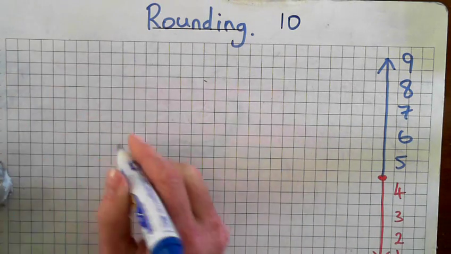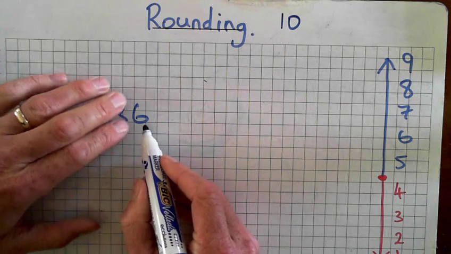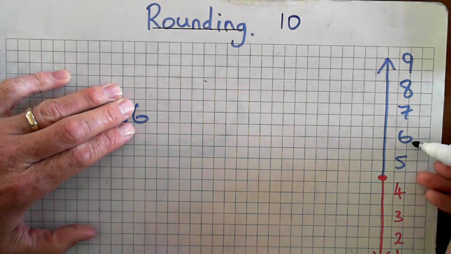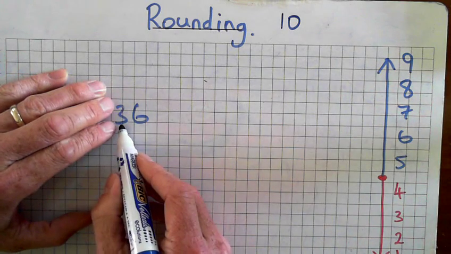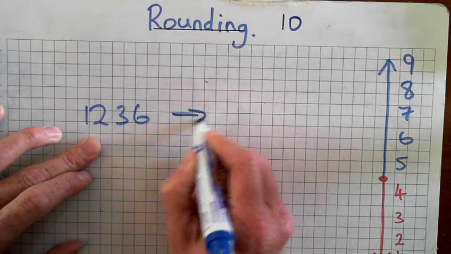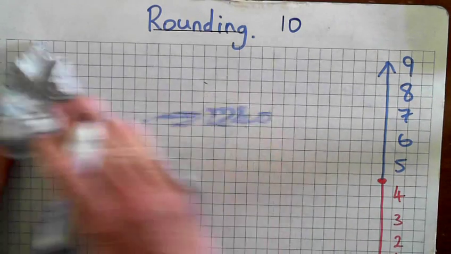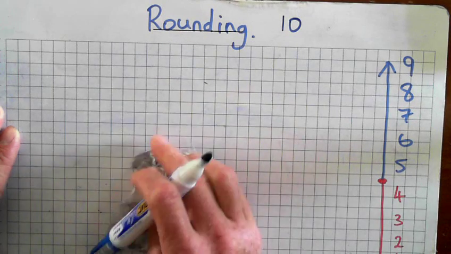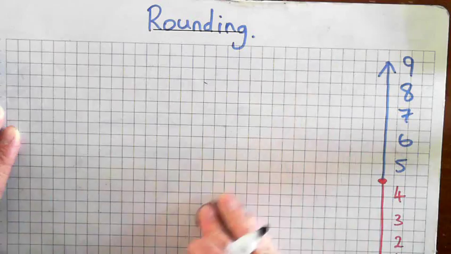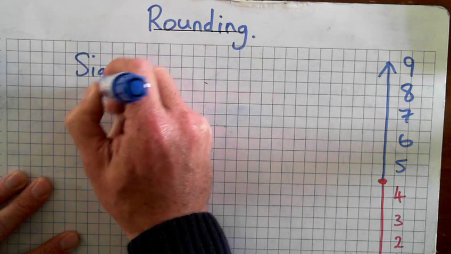If we had 1236, we look at the 6 here. 6 rounds up, so the 30 rounds up to 40. That becomes 1240. Alright, so rounding to the 10, that's not too bad, is it? Right, so now we're going to look at significant figures.